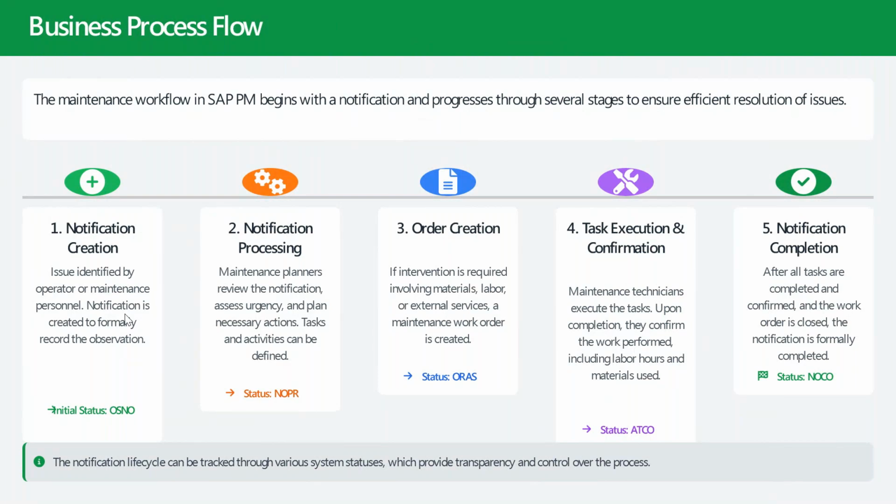Then second is when you are submitting it for processing. Here we call it notification processing. Status will be NOPR. Here the maintenance planner performs this maintenance, and then plans the necessary action; tasks and activities can be defined. So here the planner himself will define whatever the task.